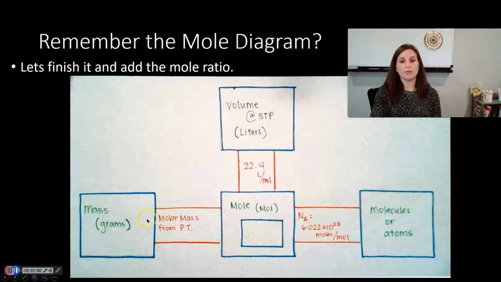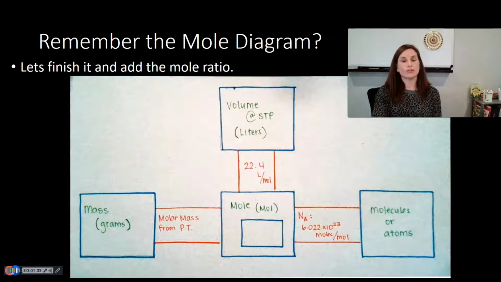So to get between moles and mass, or mass and moles, we use molar mass. To go from moles to molecules and back, we use Avogadro's number, or 6.022 times 10 to the 23rd molecules per mole. And to go from moles to volume at STP, we use standard molar volume, which is 22.4 liters per mole. When we had actually come up with the mole diagram, we had added to this what math operation we do when we're going which direction.